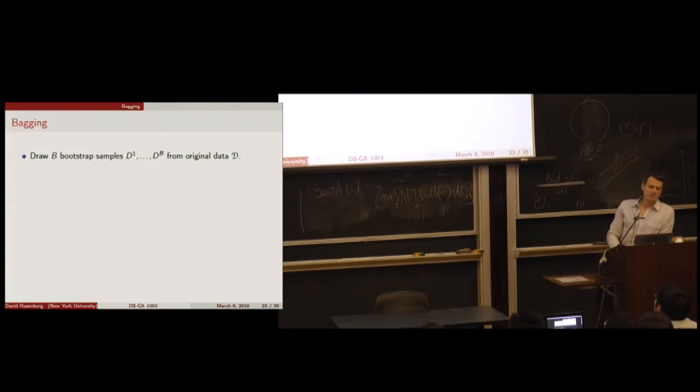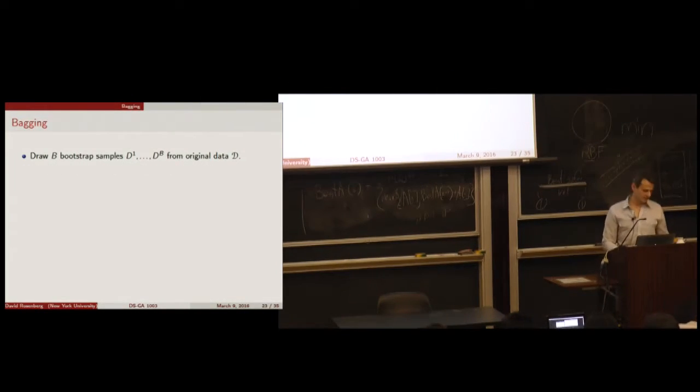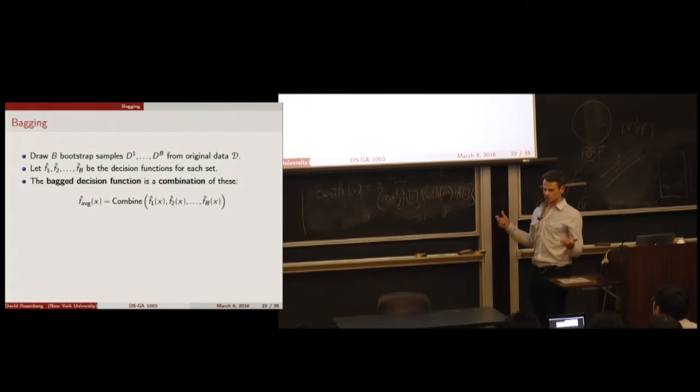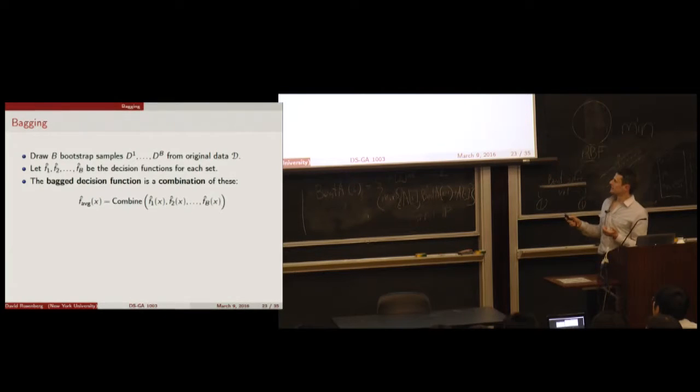So let's break that down more precisely. Let's start with B Bootstrap replicates from the original data set D, all of the same size. And let F1 hat through F hat B be the actual decision functions based on training on each of those Bootstrap training sets. And then we have something called the bagged decision function, which is basically take all these things and combine them somehow into something we'll call the bagged estimator.